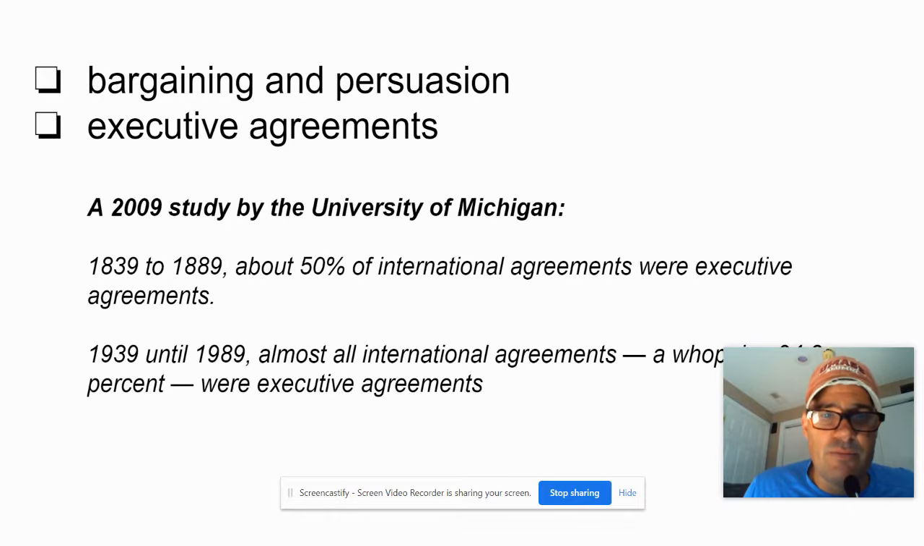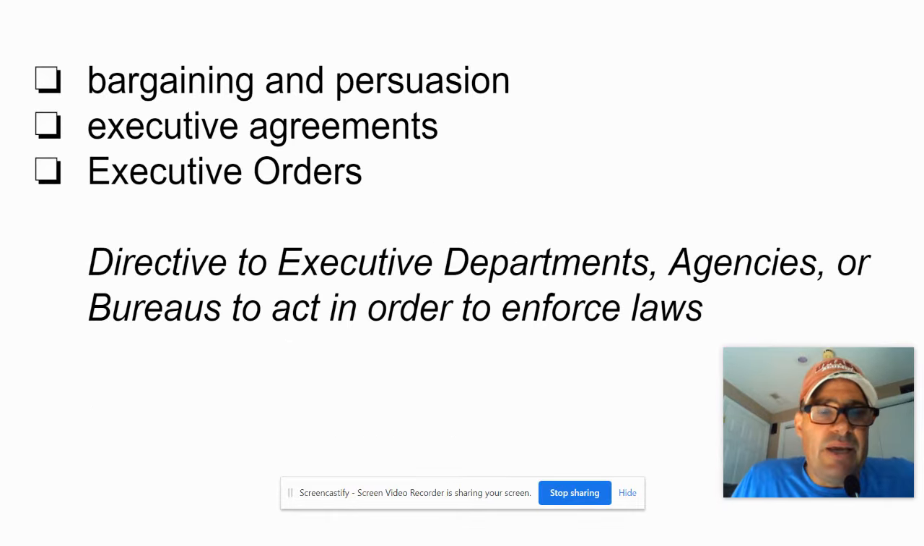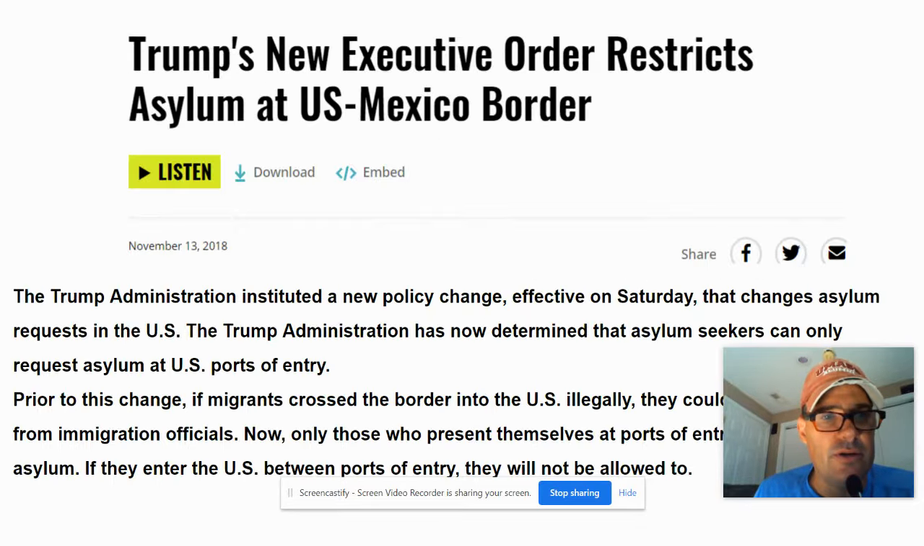So, a huge number. All right, executive orders are an order to an executive department or a bureau to act to enforce a law. This doesn't change the law passed by Congress, but it interprets how it's going to be enforced. We'll do a card on it, but these have the force of law. The problem with an executive order is that one president can pass one and the next one can just rescind it and get rid of it, because it's just an order. It's not an actual law passed by Congress.